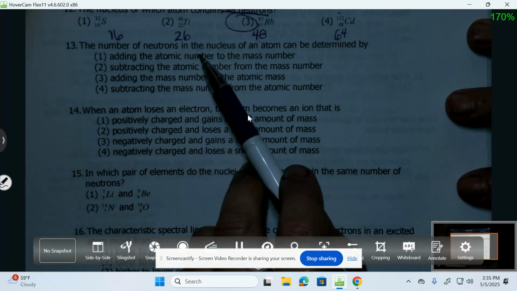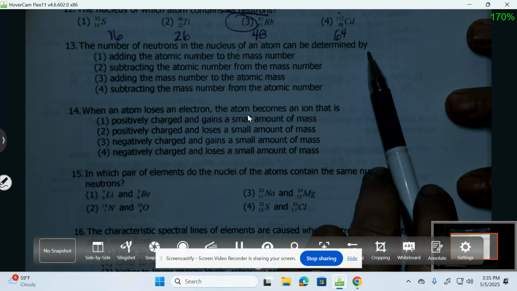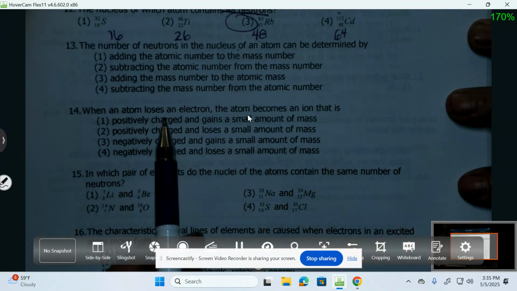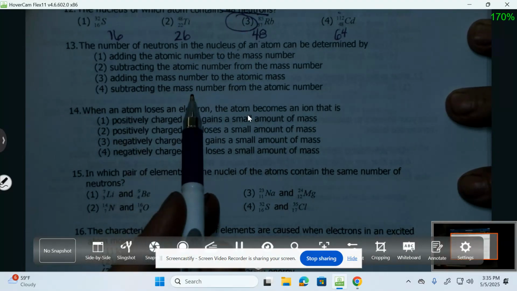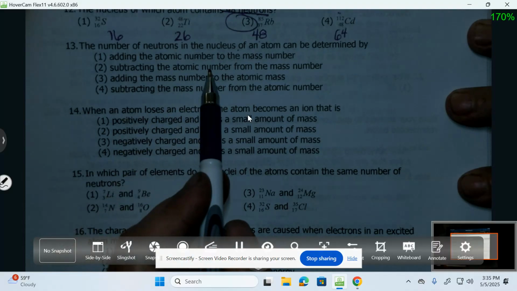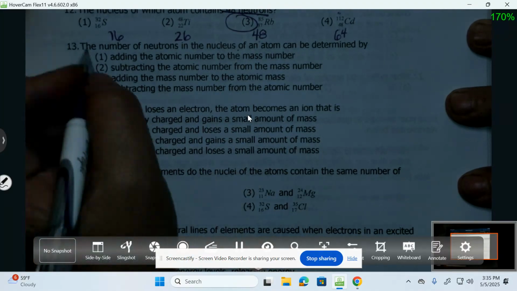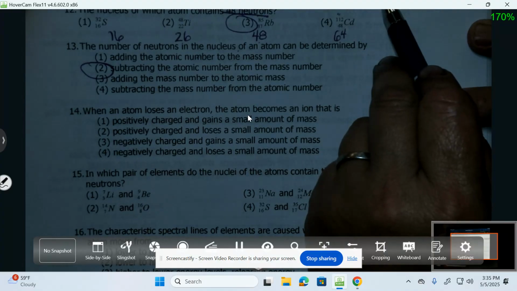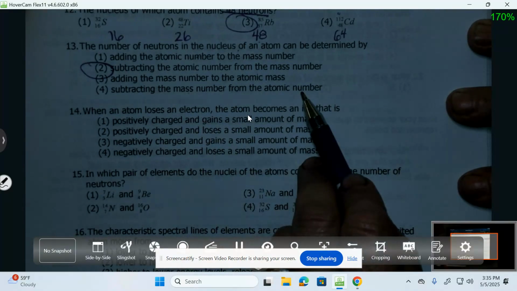The number of neutrons in the nucleus of an atom can be determined by, look, I just wrote it up here. Mass minus atomic number. Subtracting the atomic number from the mass number. I like that one. Atomic number from the mass number, not the mass from the atomic number.